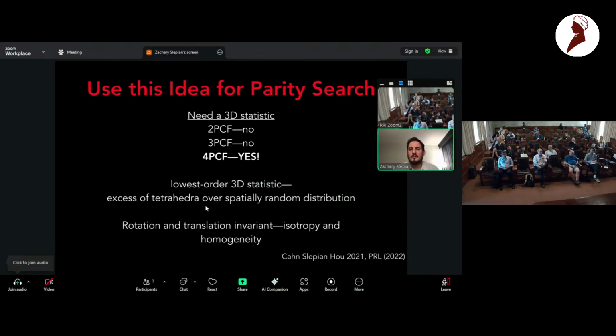We need a three-dimensional statistic. So the two-point correlation function is the workhorse tool in cosmology, and it measures excess correlations of pairs of objects over random. And I want you to imagine a line with a given length with two galaxies at either end of it. That's the geometry of the two-point function. And as we all know, a line is 1D. So we immediately know by our discussion about hands that a line, the two-point function, is not going to be good enough for parity violation.